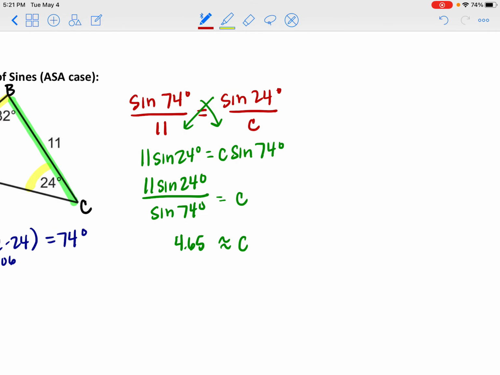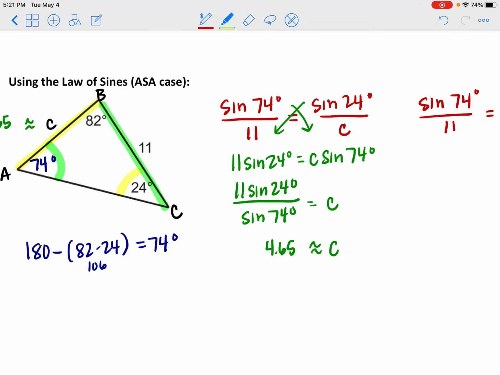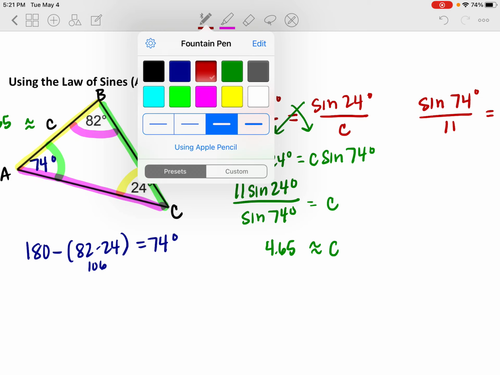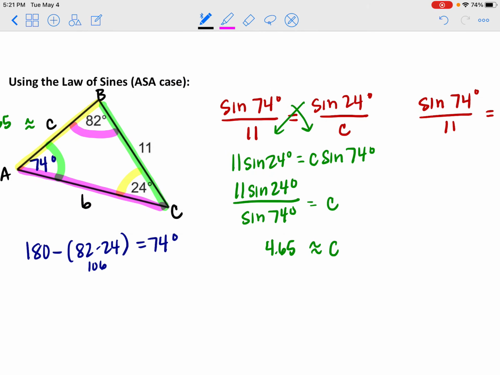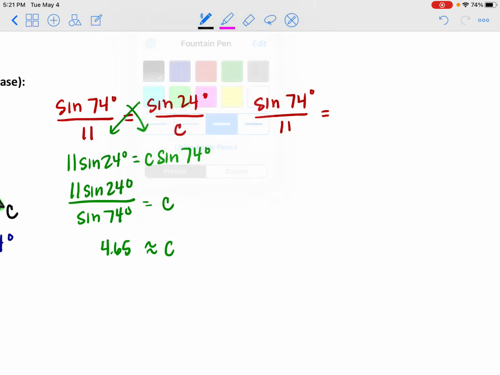And then I just do that again. Again, I'm going to use the given. We had 74 degrees, opposite of that we had 11. So I'm going to use that fraction. And now to find my last pair here, I know I have an 82 degree angle, but I do not know the length of the side that is opposite of that. Since I called that angle B, I'm going to call this side b. So it's going to be 82 and b I'm looking for. So this is going to be equal to the sine of 82 degrees divided by b.